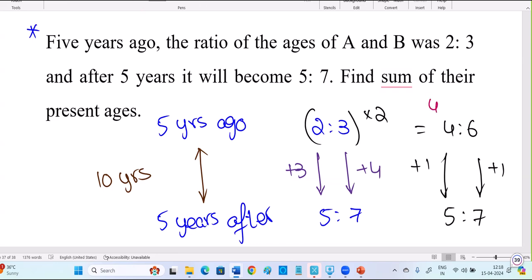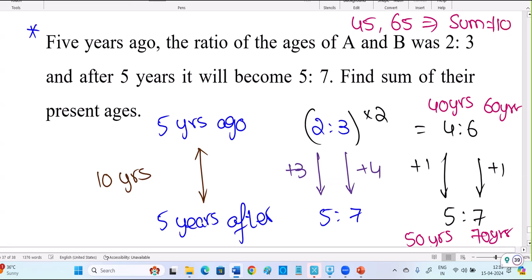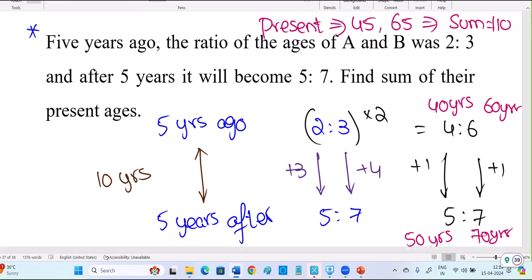Means 5 years ago their ages are 40 years and 60 years. 5 years ago 40 and 60, or 5 years after 50 and 70. What are the present ages then? 45 and 65. Sum is nothing but 110. Present is 45 and 65. Sum will be equal to 110.